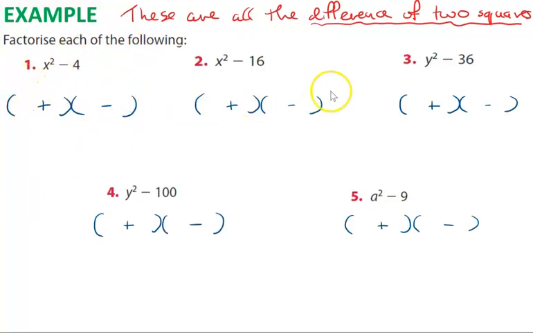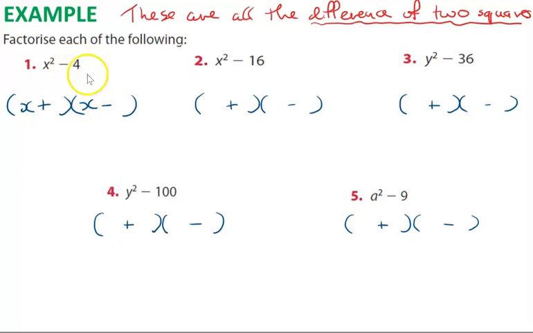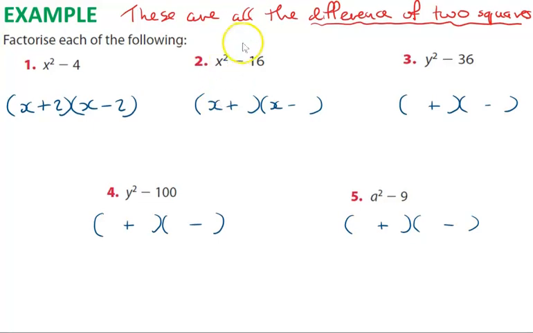So we're going to have two sets of brackets, and one will be a plus and one will be a minus. So the first one, the square root of x squared is x, so x goes in the front of both brackets, and the square root of 4 is 2, so 2 goes in the back of both brackets. The next one, the square root of x squared is x, so x goes in the front of both brackets, and the square root of 16 is 4, so 4 goes in the back of both brackets.